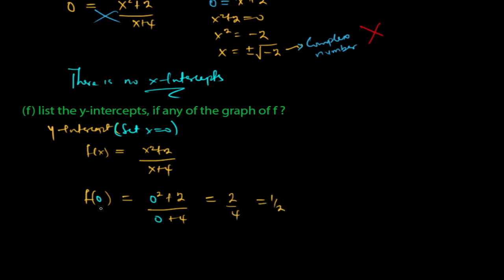So this implies that when x equals 0, the value of the function is half. So this is going to be our y-intercept, or the coordinate of the y-intercept. And that completes the whole problem.